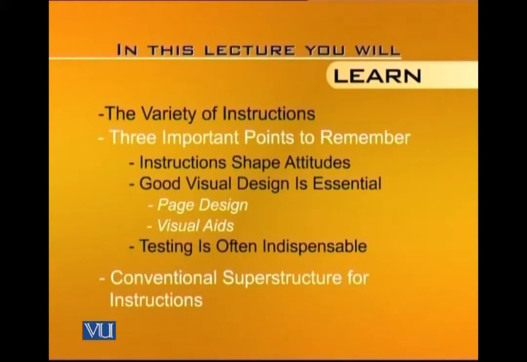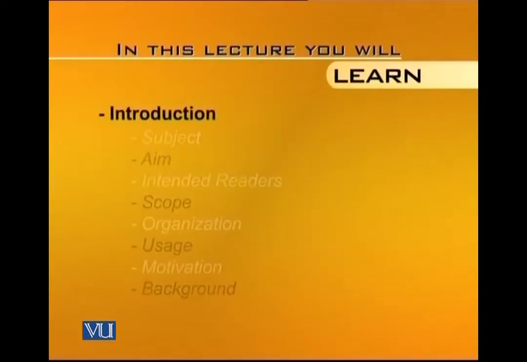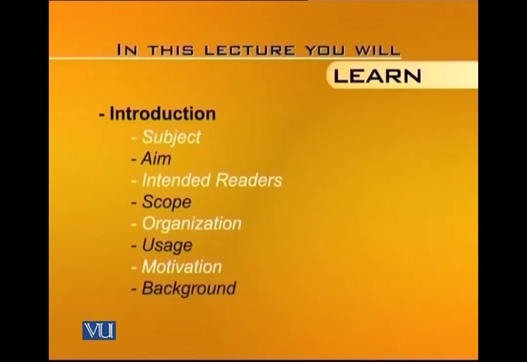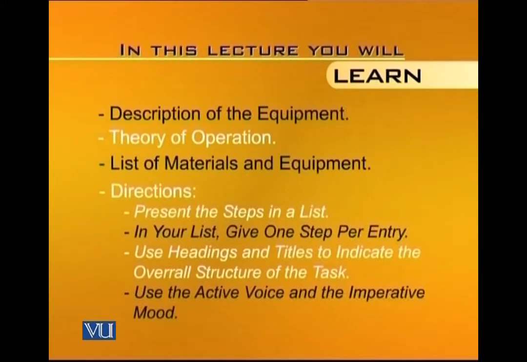We're also going to look at a conventional superstructure for instructions, which will include the introduction. The introduction deals with the subject, the aim, the intended readers, the scope, organization, usage, motivation, and background of the instructions. Other elements of the instructions are the description of the equipment, theory of operations, lists of materials and equipment, and directions. Directions could include presenting all the steps in a list. In your list, you will give one step per entry. You will use headings and titles to indicate the overall structure of the task that you are giving instructions about, and you will use the active voice and the imperative mood.